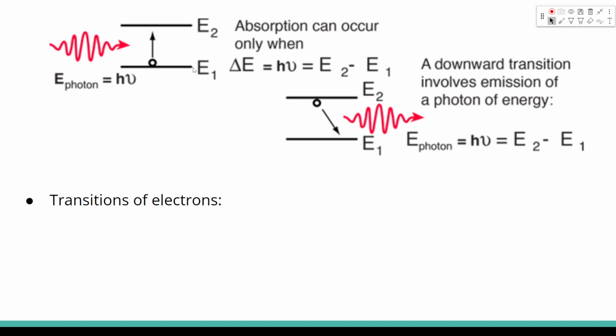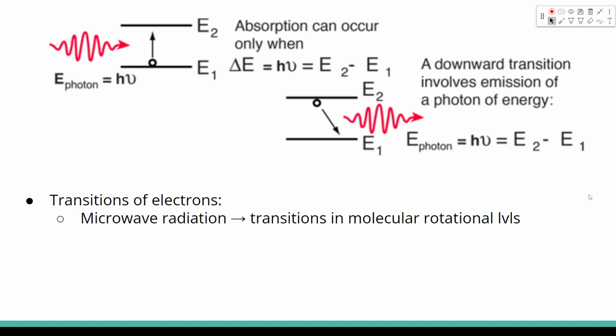Remember that when electrons are transitioning from one energy state to another, we can see that based off how it's moving around. So for transitions, we have microwave radiation, and this is a transition in molecular rotation levels. Do you need to know what exactly that phrase means? No, but you do need to know microwave radiation is for transitioning molecular rotations.